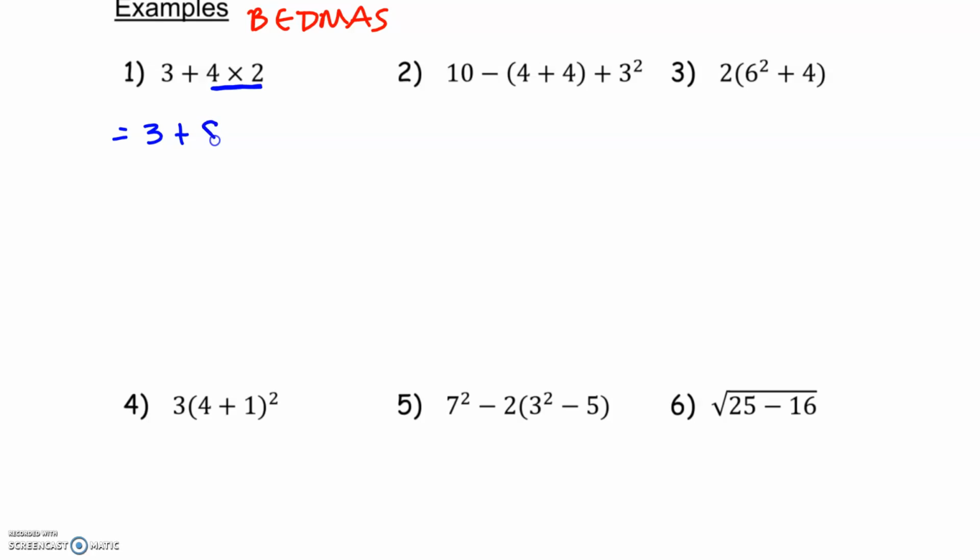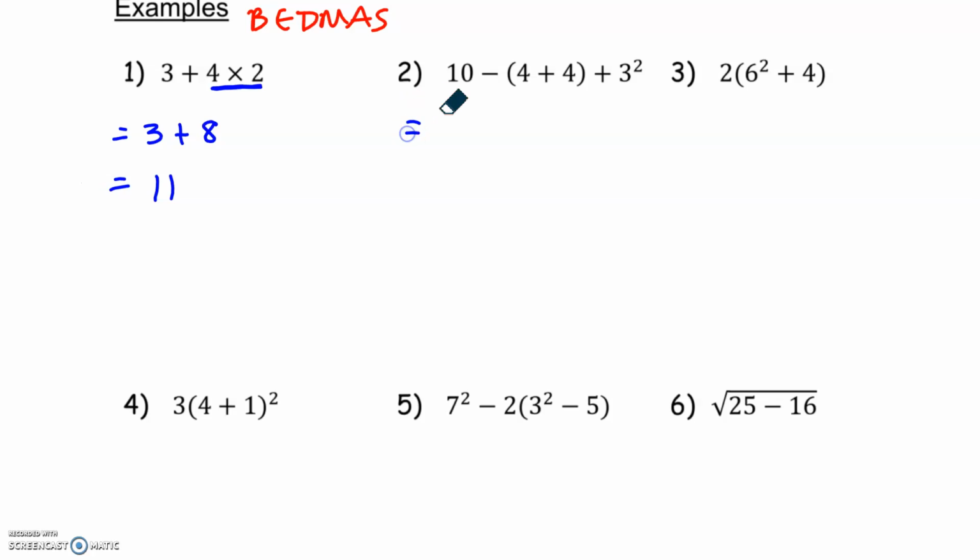4 times 2 is 8. So whatever is underlined, I'm going to put that answer. My next line, all I have is adding. So 3 plus 8 is 11. Notice my form. Make sure you have your equal signs lined up and you're showing your work. All right, let's try this next question.